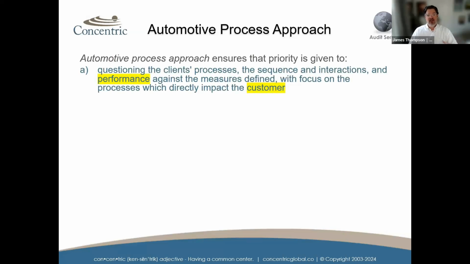So number one is you want to question the auditee's, the client's, processes, the sequence and interaction, and really the performance against measures. What is the performance against their planned metric? And you want to focus on those processes that are specifically close to the customer, that directly impact the customer. The closer to the customer, the more risk there is for the customer to feel the negative effects if you don't hit a certain metric.